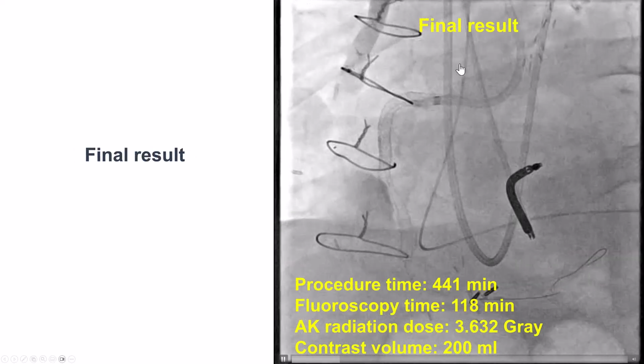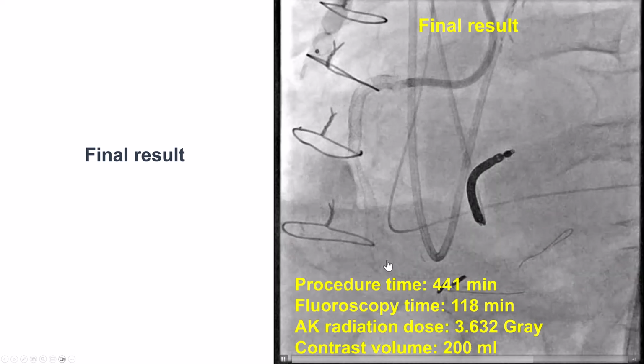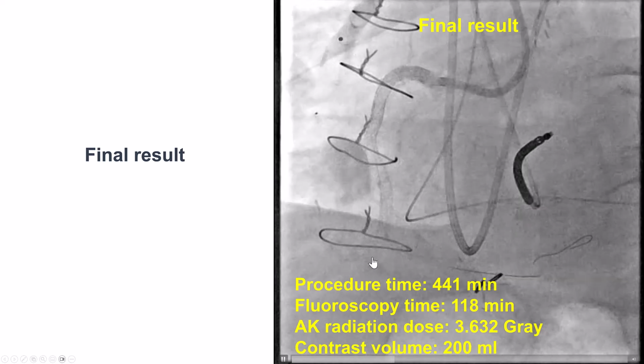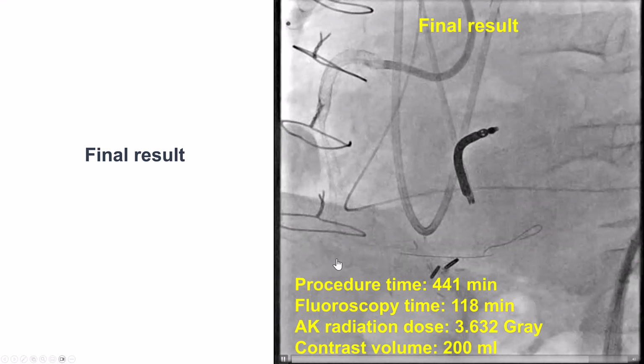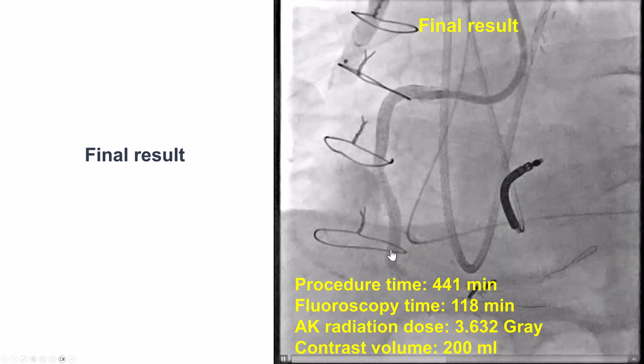But the problem is now we still have flow into the saphenous vein graft. We can see it here from the native coronary artery. So we should have first occluded the distal portion of the graft, but the problem here was the very short landing zone. So what one could have done instead is put a covered stent over here.